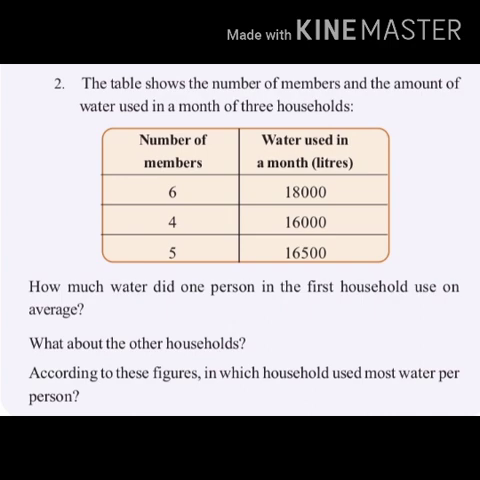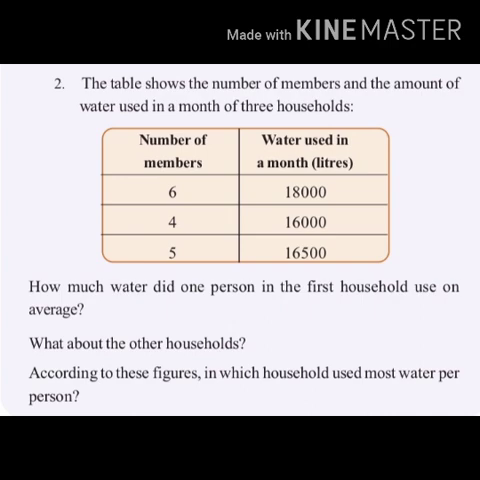16,500 divided by 5, that is 3,300. Okay, just check that answer. And the third question is, according to these figures, in which household is the most water used per person?